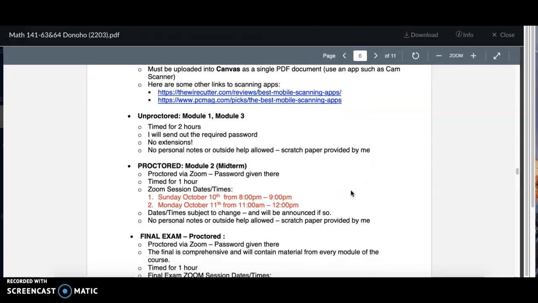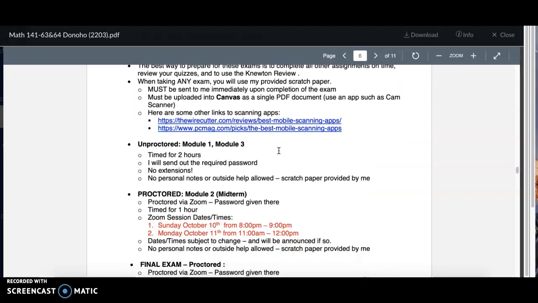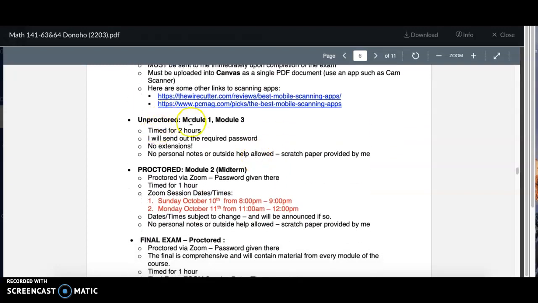Okay, this is part 2 of our Math 141 syllabus review for the fall of 2021. We're going to pick up a little bit more information about the exams. So the two unproctored exams are for modules 1 and 3. These will be timed for 2 hours. I will send out the required password whenever we get to the point where those exams are open.